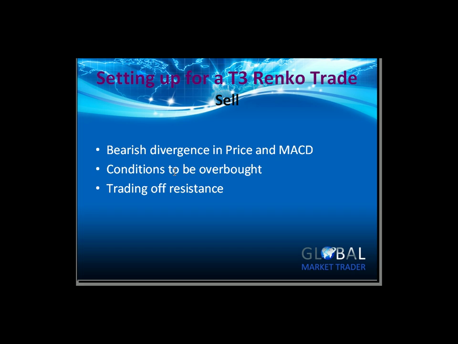Bearish divergence in price and the MACD. The market needs to be overbought, and we need to potentially be looking for a trade off resistance. We have to have those three conditions setting up in the market for us to take a trade. Without that, we don't have a T3. So let's have a look at exactly how that looks on our charts, and I'll take you through each one of the components of our T3 trade sell setup.